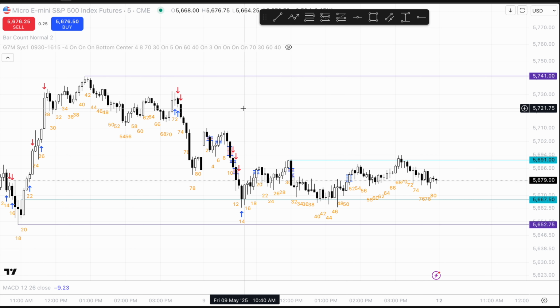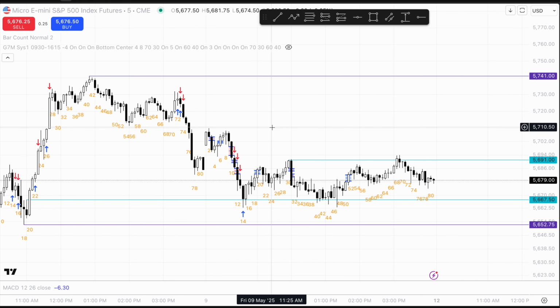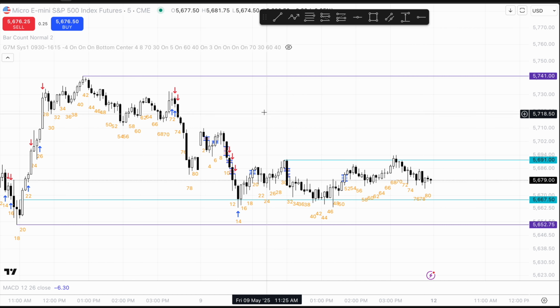So, I'm going to jump into it. This is the S&P Micro E-mini 5-minute chart. I'm going to try to make this quick and short. Also, I made the most points I've ever made in a single day today, and I'll get into that. But it was 20 minutes. I was done for the day, so pretty cool.